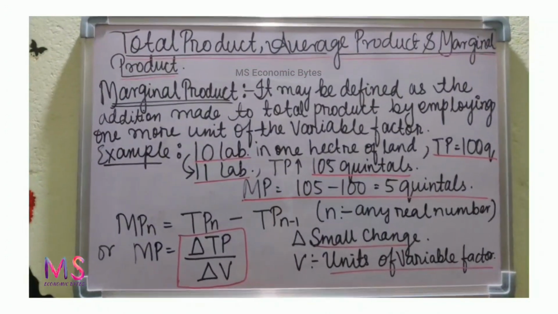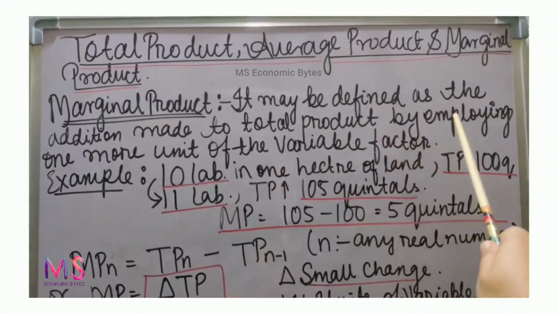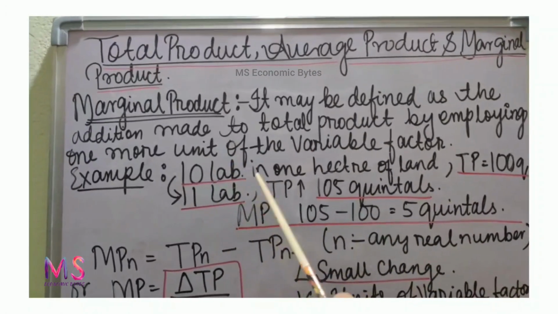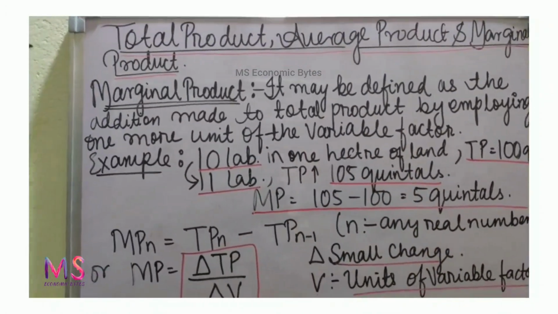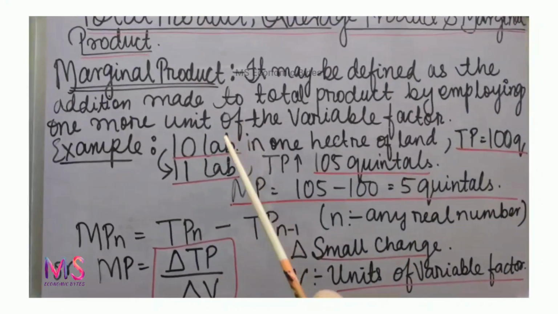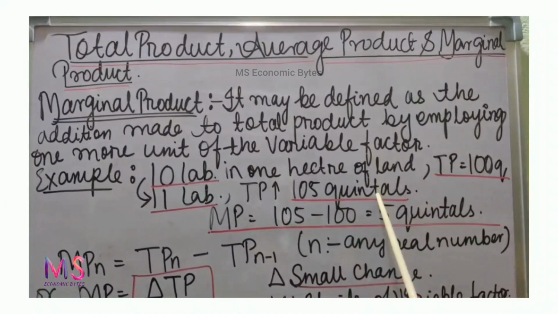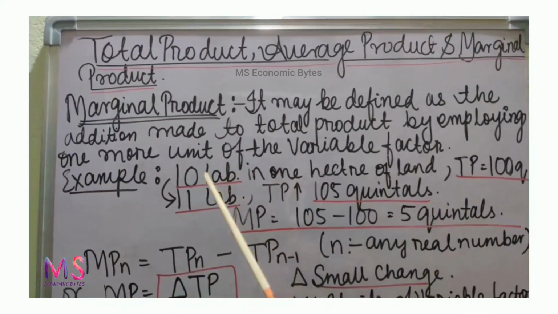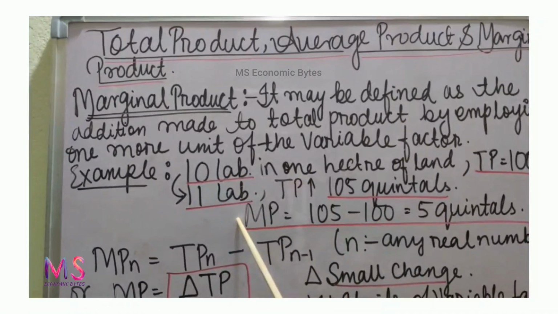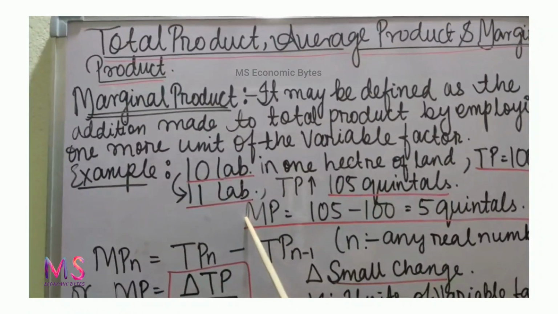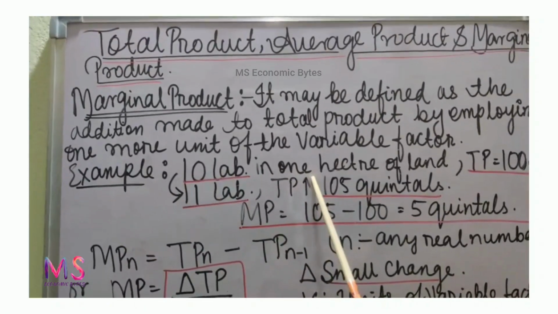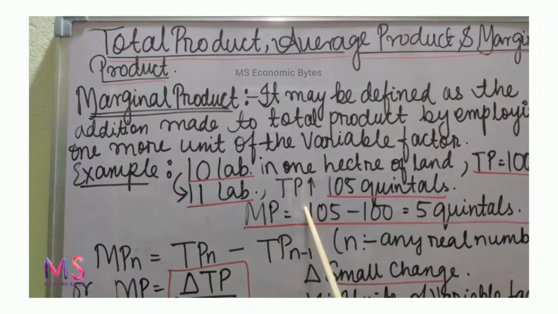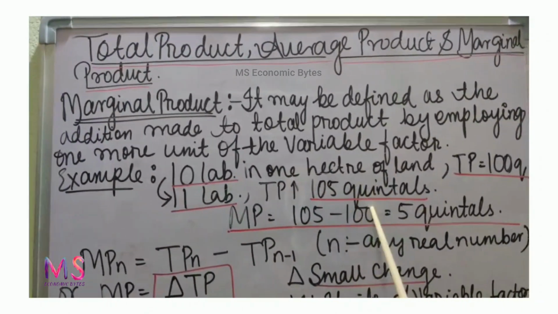Now coming to the marginal product. Marginal product may be defined as the addition made to the total product by employing one more unit of the variable factor. Now let's take an example. Suppose 10 laborers are employed in 1 hectare of land and TP, total product, is equal to 100 quintals. By employing 1 extra unit of labor, or 1 extra unit of variable factor, your total product will increase. So by employing 11 laborers, total product increases to 105 quintals.